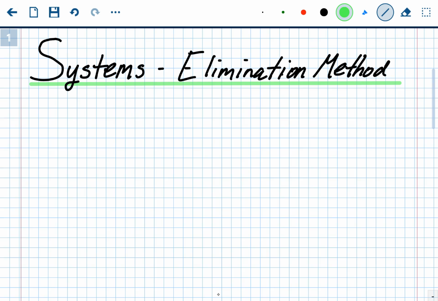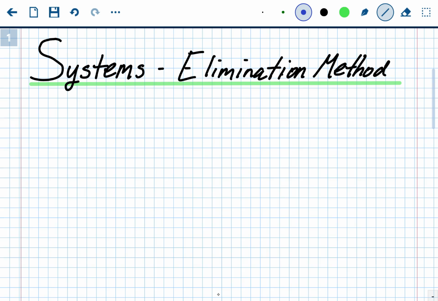Okay, so the elimination method is probably the most useful. It's the most versatile. If you're only going to know one, I would know elimination. But it is the last one we teach because graphing has its place for certain problems and substitution has its place for certain problems. But again, elimination is probably the most all-around method.